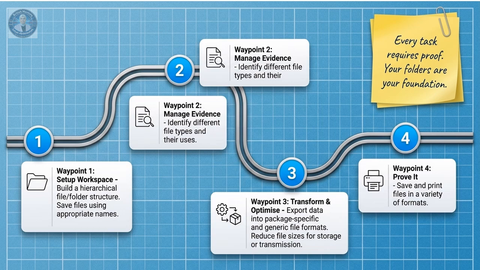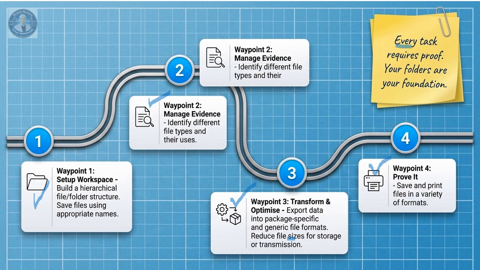We have 4 key waypoints today. First, setting up your workspace with a hierarchical structure. Second, manage your evidence by identifying different file types and their uses. Third, transforming and optimizing data by exporting it into package-specific formats and reducing file sizes. Finally, proving your work by saving and printing in a variety of formats.